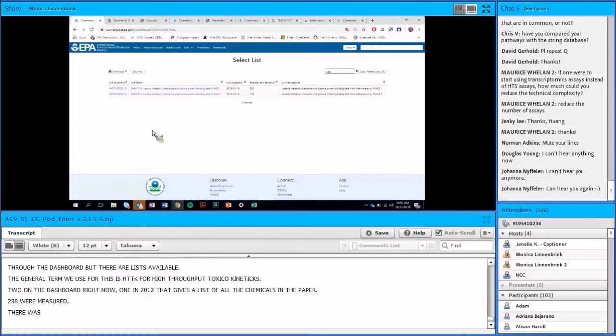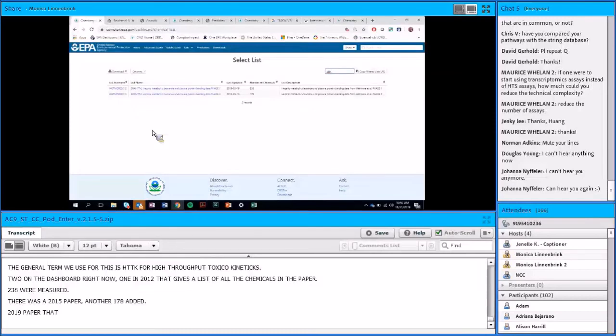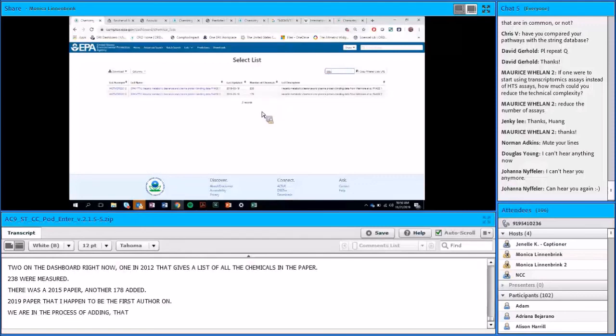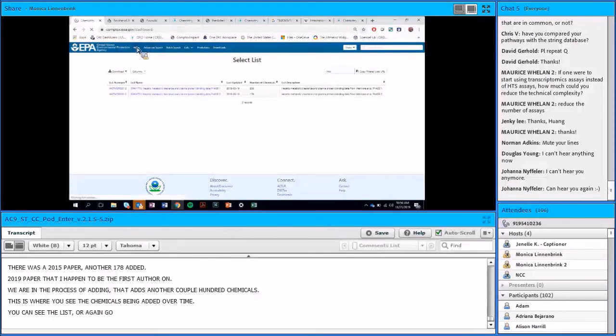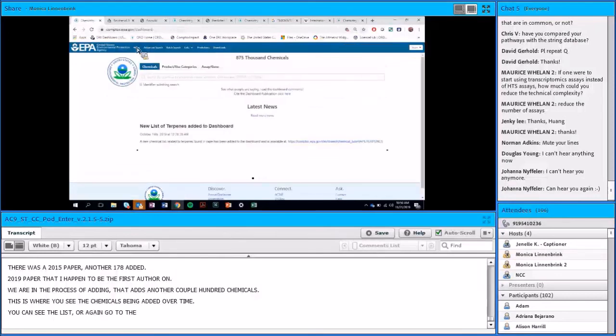So 238 were measured. There was a 2015 paper, another 178 were added. There's a 2019 paper that I happen to be the first author on, so Wambaugh 2019. We are in the process of adding that, and you'll see that adds another couple of hundred chemicals. So this is where you see the chemicals being added over time. You can see the lists, or again, you can go to the dashboard and click the Add Me tab and find the chemicals that you need.